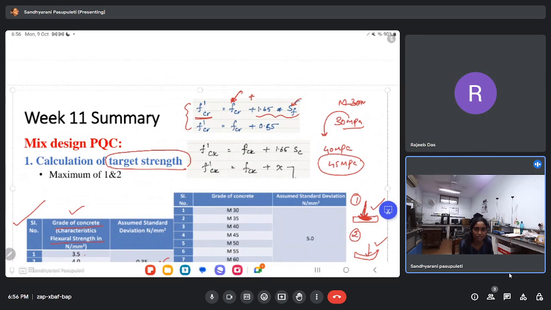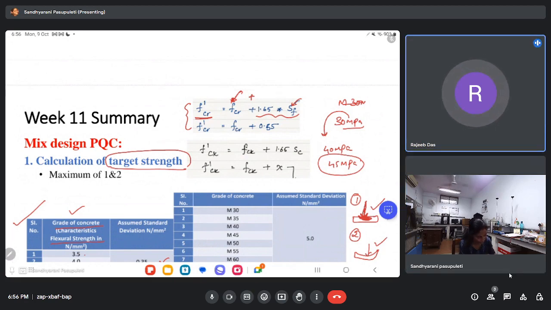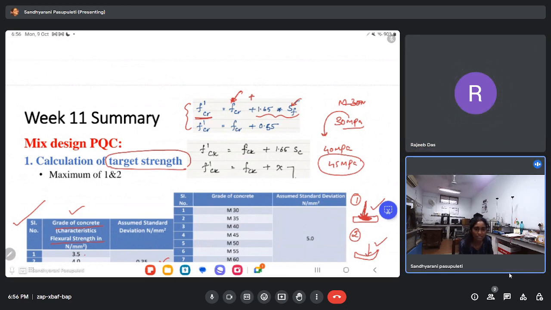So on the right side we have FCR, and that means that is the flexural strength. Let us say I am going to design for flexural strength of 3.5. What is this flexural strength and why is it required? Flexural strength is required because concrete is actually strong in compression, but concrete is very weak in tension.